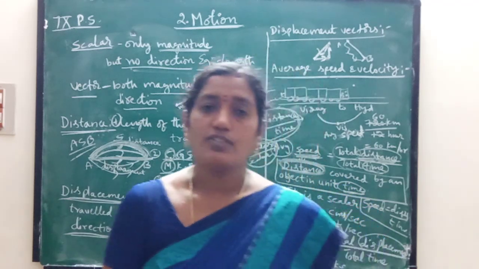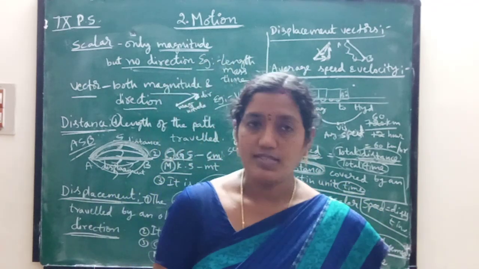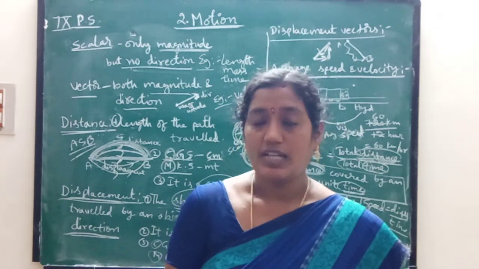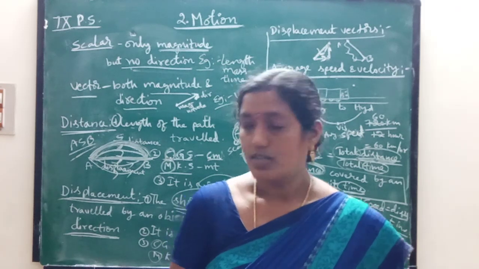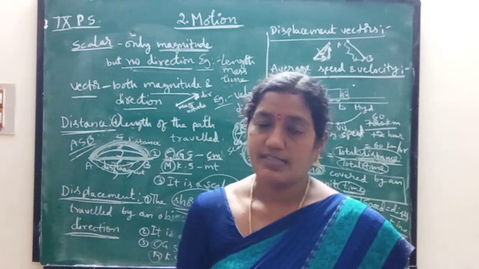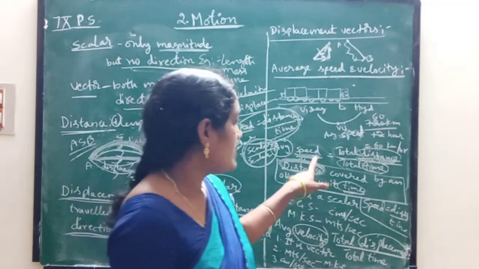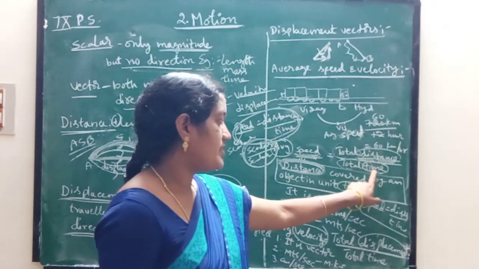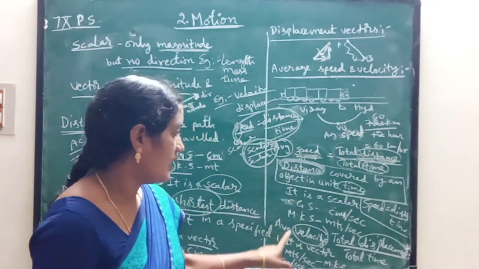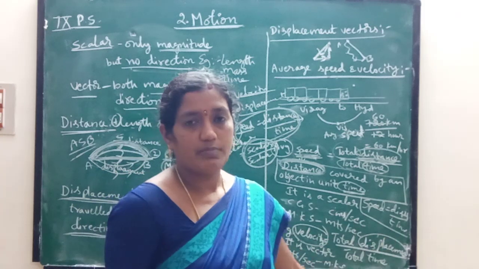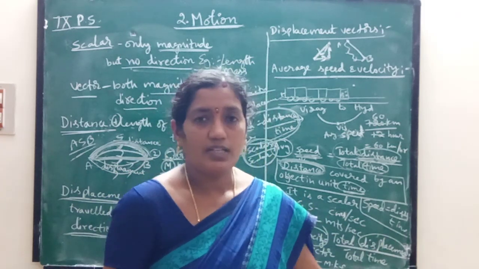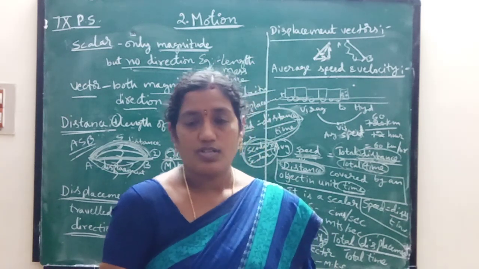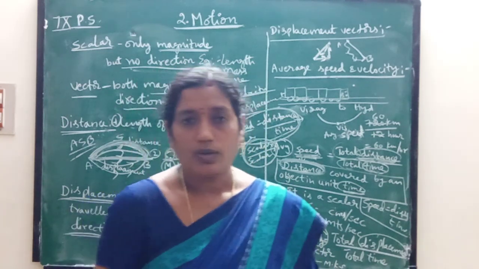Distance: the length of the path covered by an object is known as distance. Displacement: the shortest distance travelled by an object in a specified direction is known as displacement, children, and it is a vector quantity. What is the average speed? Total distance by total time. So distance is a scalar, time is a scalar, so average speed is a scalar. Average velocity: total displacement by total time. Okay children, here displacement is a vector, time is a scalar. So children, do you understand properly? Okay, thank you.